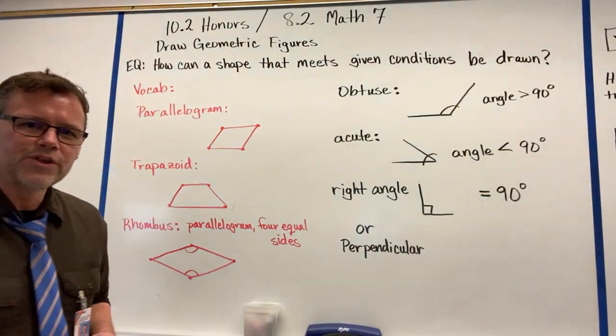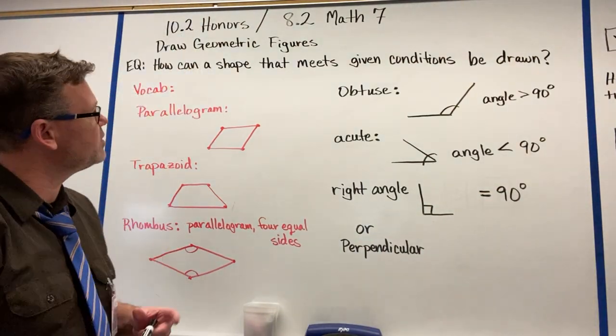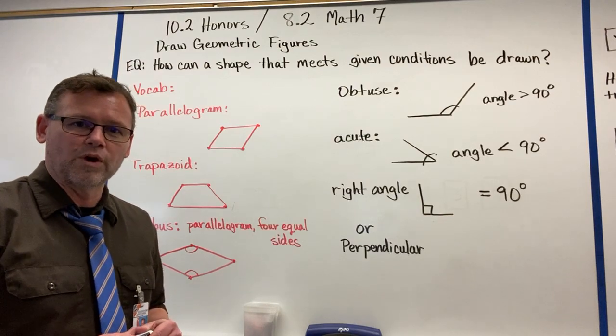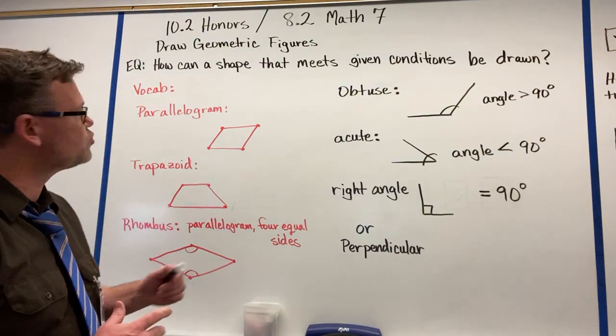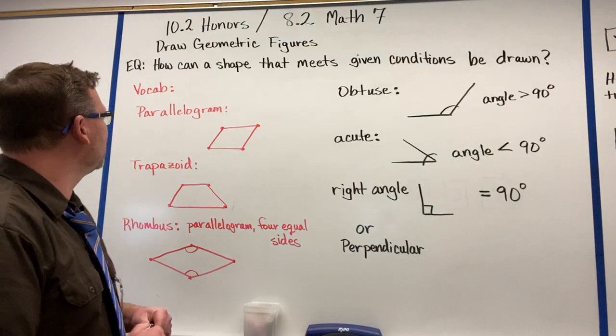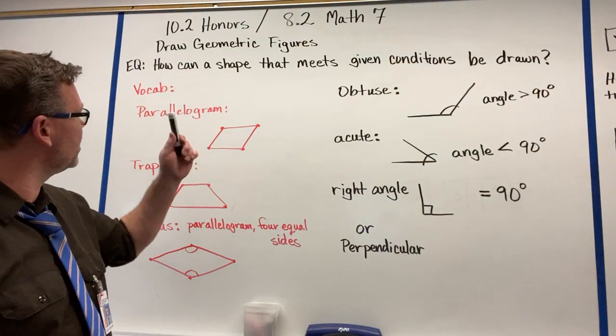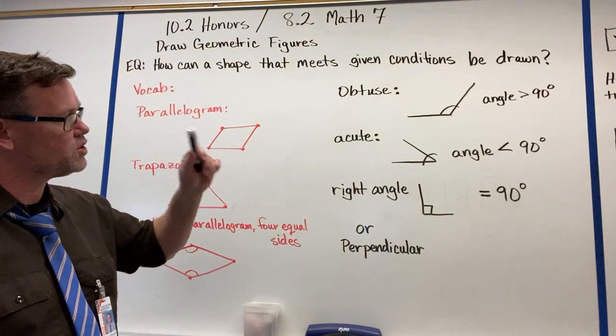Okay guys, so this is 10.2 for the honors, 8.2 for the Math 7 class. We're going to draw geometric figures. The essential question: how can a shape that meets given conditions be drawn?